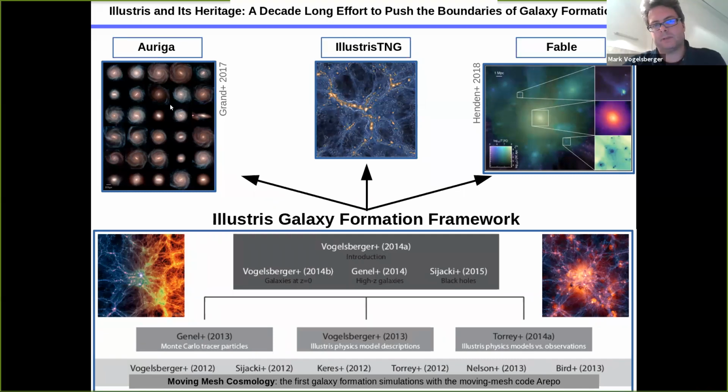And then these newer projects like Auriga from Robert Grand and the FABLE simulations from Cambridge, they all built on this. So there's essentially a continuous effort in that direction. And there are now new simulations coming up like MillenniumTNG, which is also based on the TNG model and is essentially simulating the whole original Millennium volume with the TNG galaxy formation model at very high numerical resolution. So the bottom line is it's a very long-term effort that we are after.